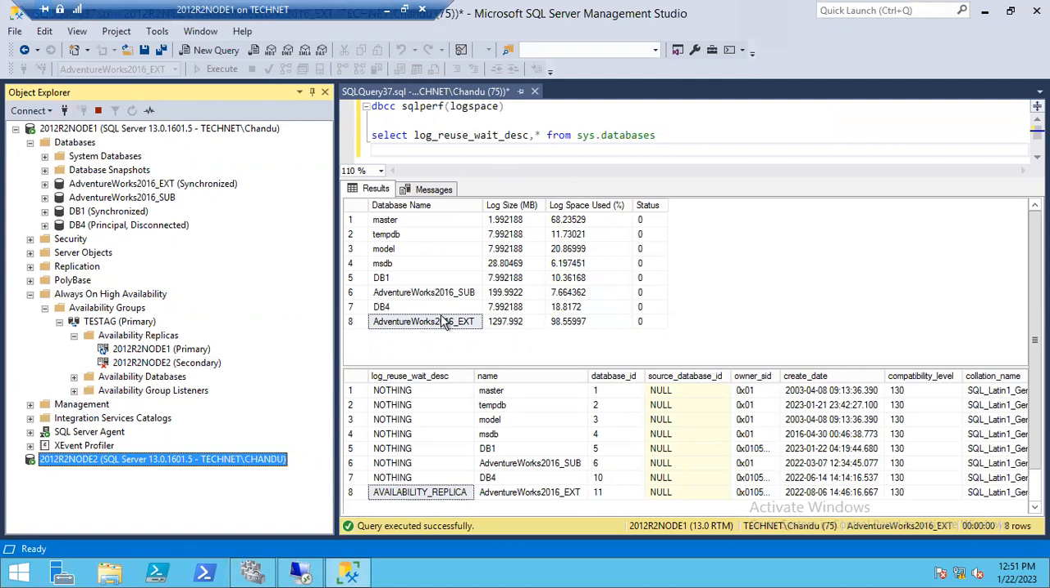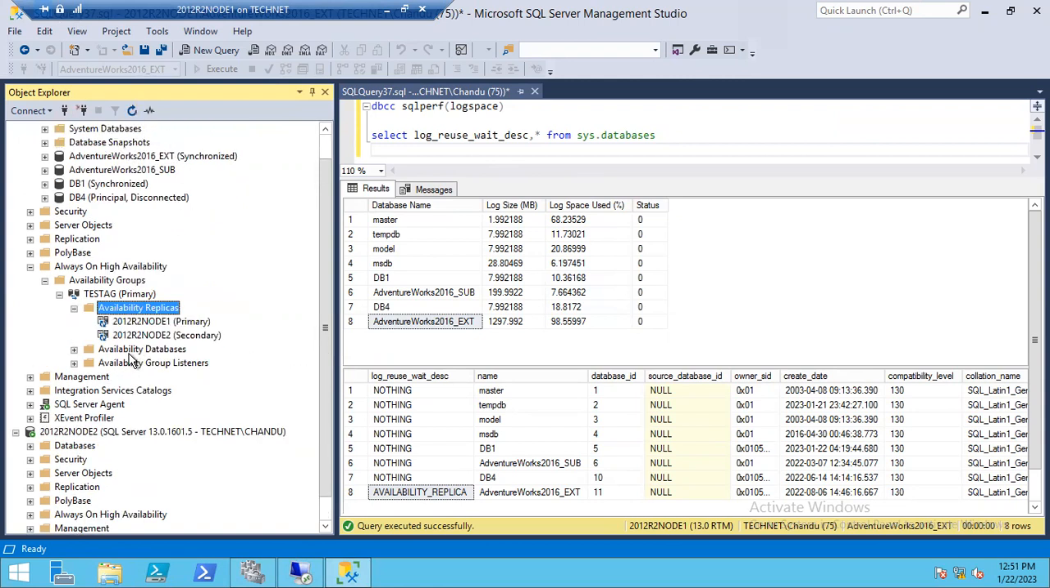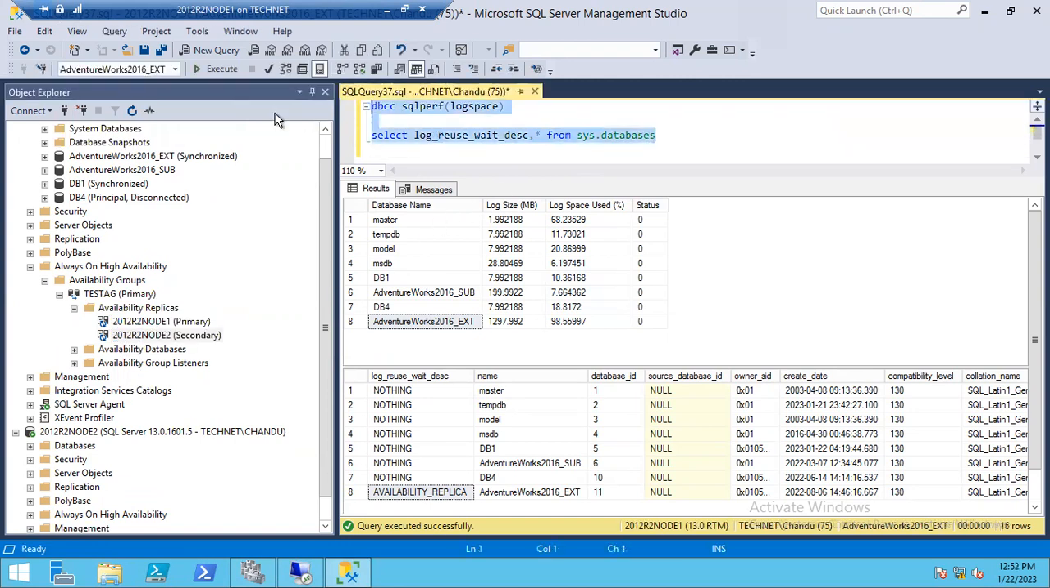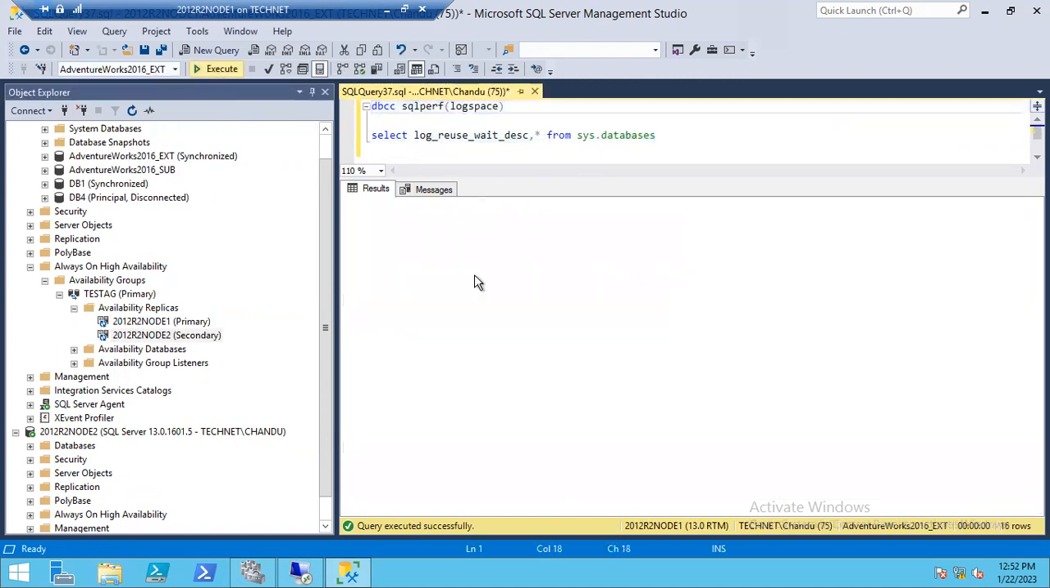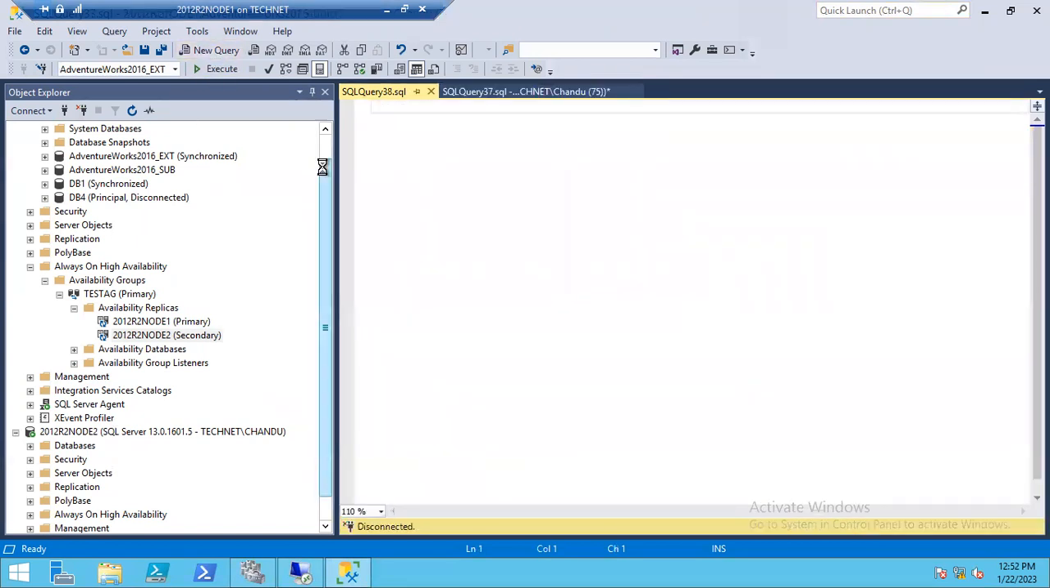Right. So I am able to connect. Now let's refresh availability replicas on the primary and see the status is showing as connected. And let's execute these two. And if you see here, log backup, right? So you still see it is waiting for log backup. Let's take a log backup.